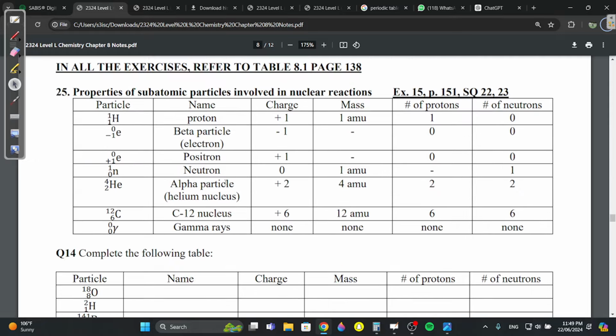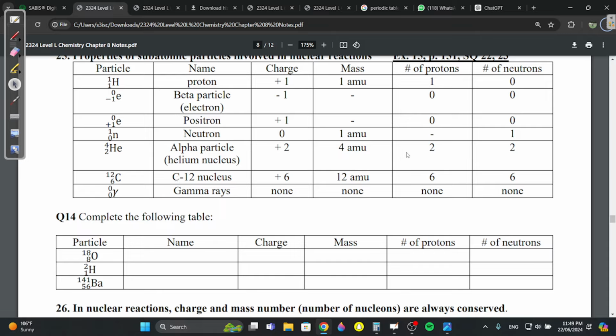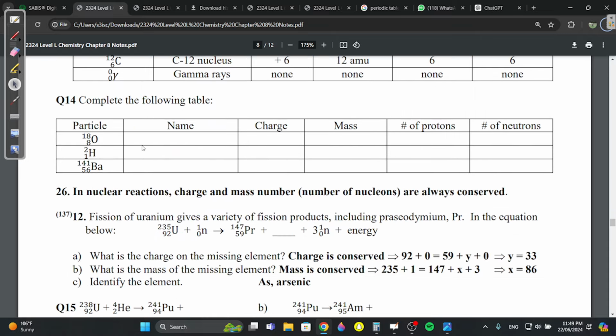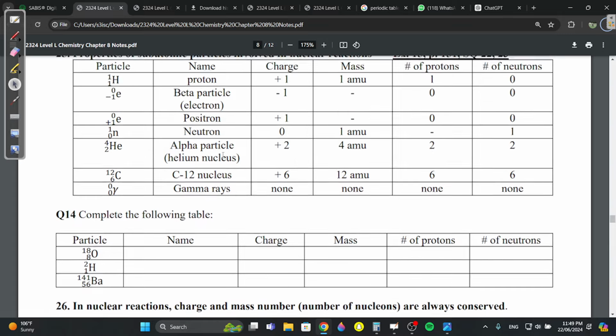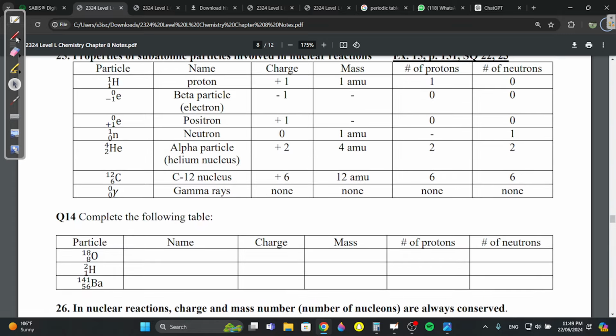Proper. Okay, these are the subatomic particles, the gamma. I'm not going to bother doing this. We'll skip to the questions. Name: I think you just have to say oxygen over here. Its charge is obviously 0 because it's not charged. Its mass is 18. Its protons are 8, and the neutrons are 18 minus 8.